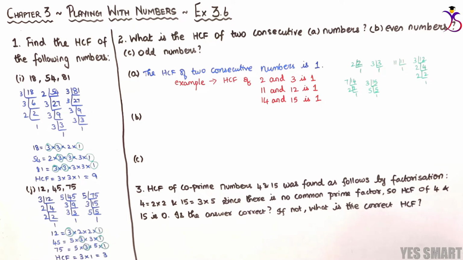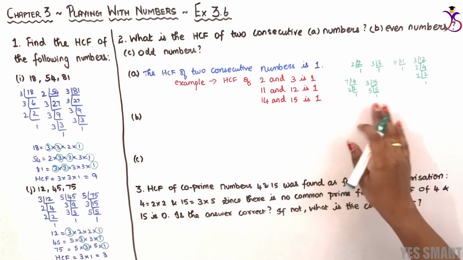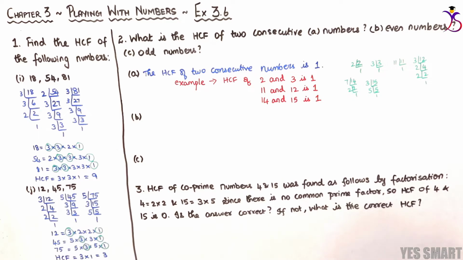We have taken here 3 different examples. First example, both numbers being prime numbers. Second example, one prime number and one composite number. And the third example is two composite numbers. In all 3 examples, we got the HCF as 1.